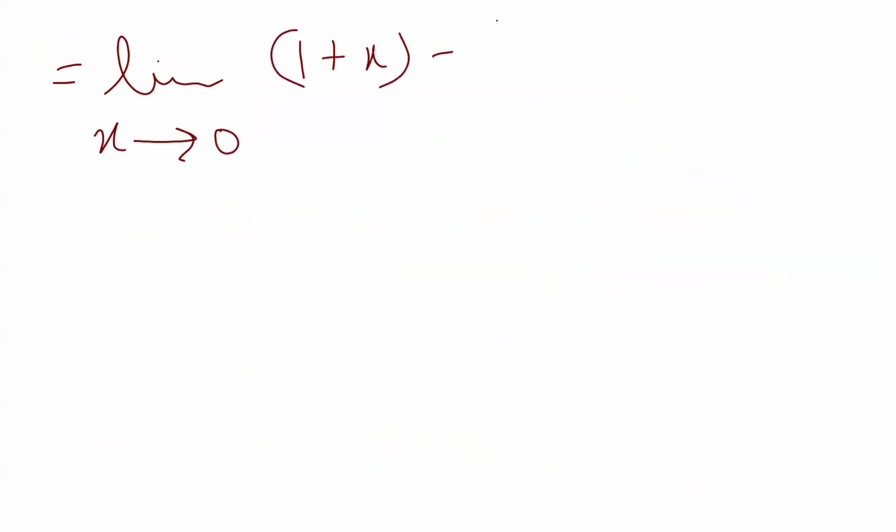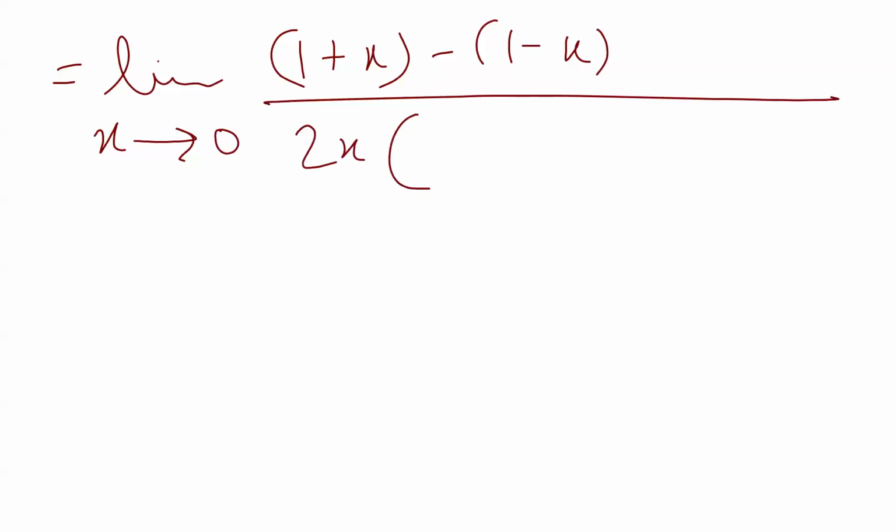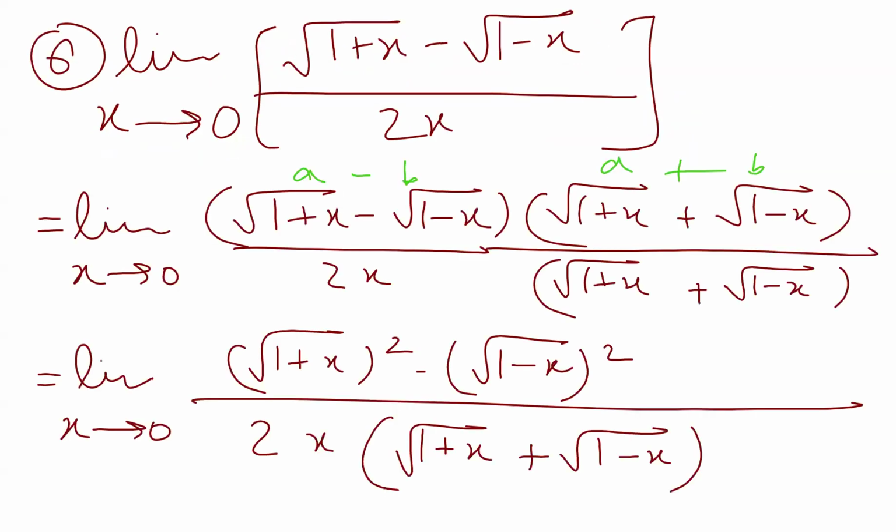Okay. So limit x approaching towards 0, 1 plus x minus 1 minus x. And down it will be 2x times root of 1 plus x plus root of 1 minus x. The square and root got cancelled over here. I have simplified this term by keeping the minus sign in between and not removing the brackets. So root n square is 1.